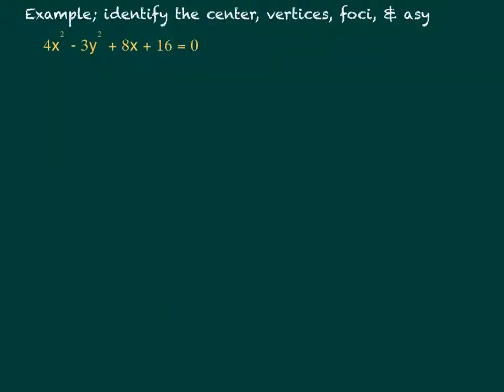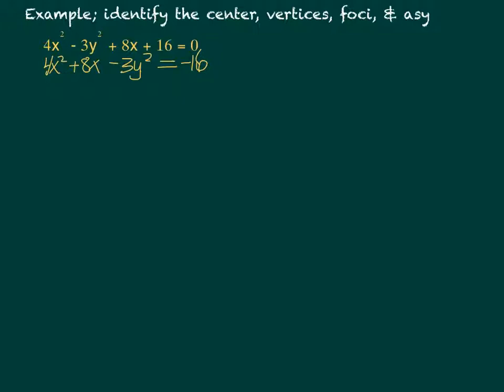In this last example, we want to identify the center, the vertices, the focus, and the asymptotes. So first we need to put it in standard form. So we might need to complete some squares here. So I'm going to group my x's. So that's 4x squared plus 8x, and group my y's, minus 3y squared, and get everything else on the other side, equals negative 16.